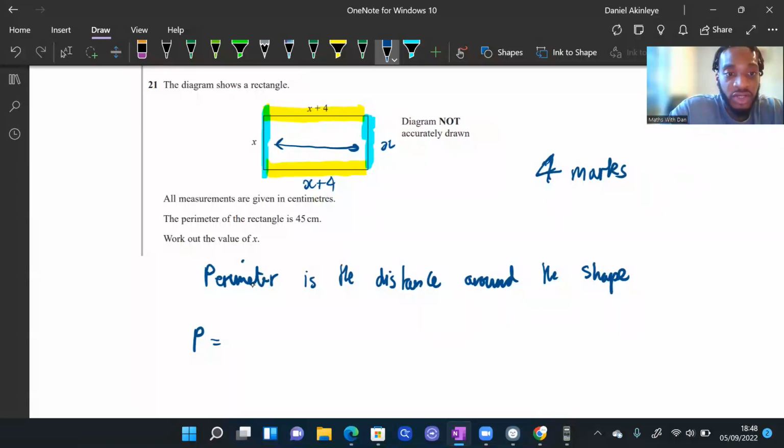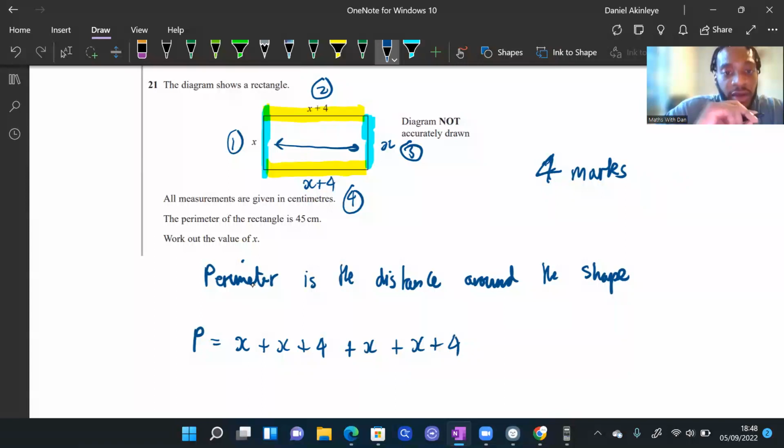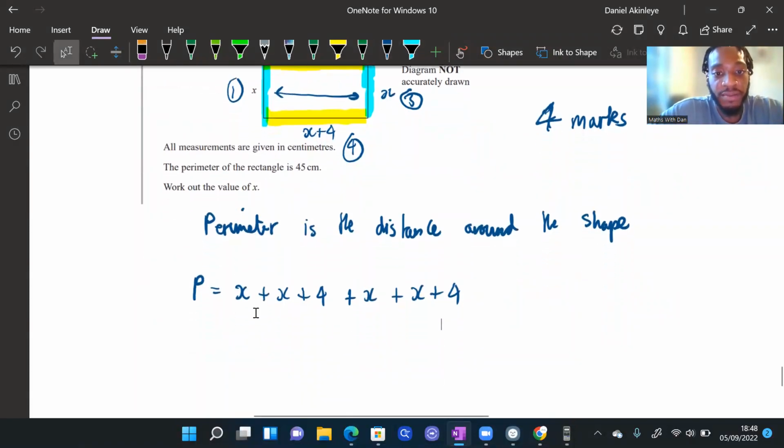these sides added together. So I'll do this side number 1, number 2, number 3, and number 4. It will be an x, plus the second side, which is an x plus 4. So I'll write plus x plus 4, plus the third side, which is an x, plus the last side, which is an x plus 4. So this is the perimeter.